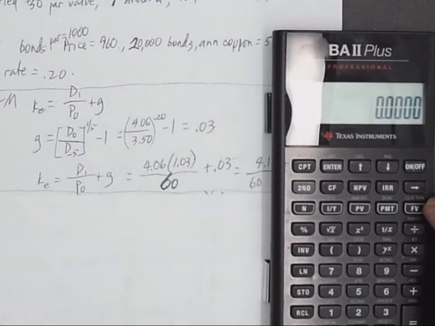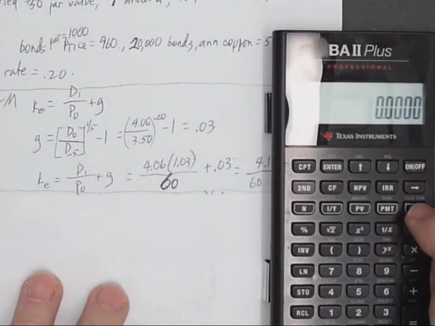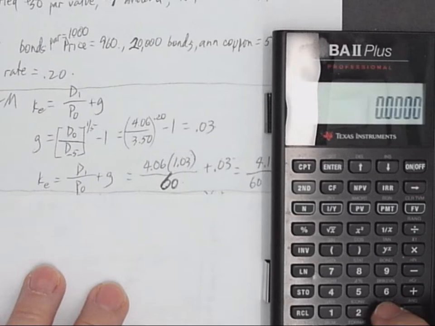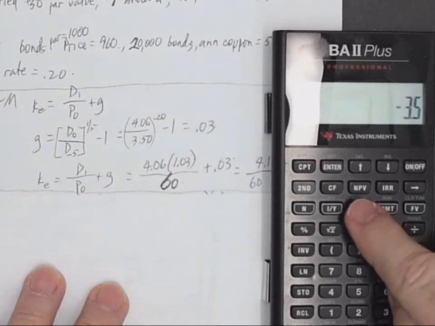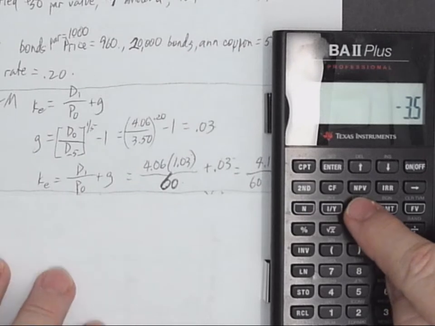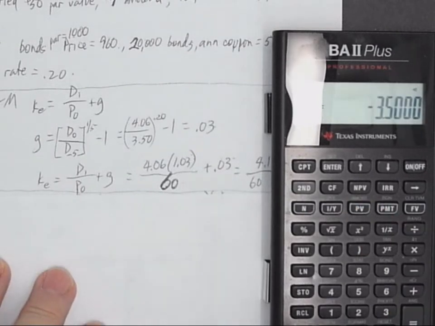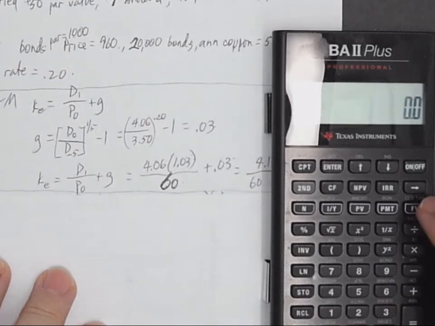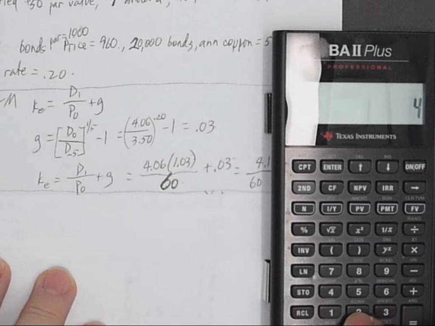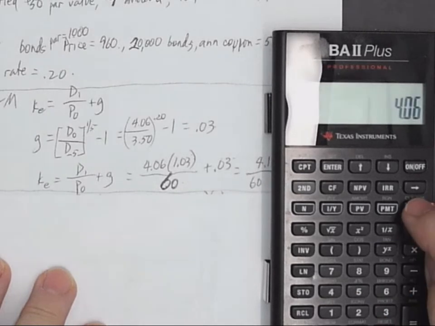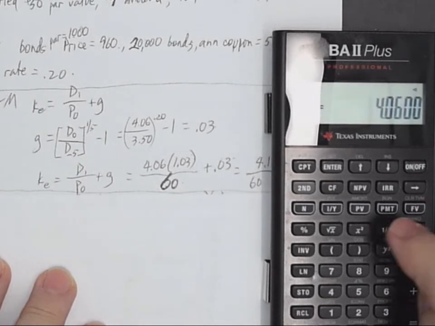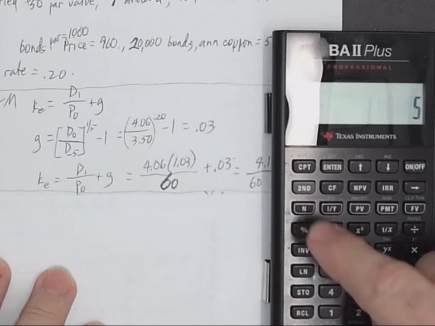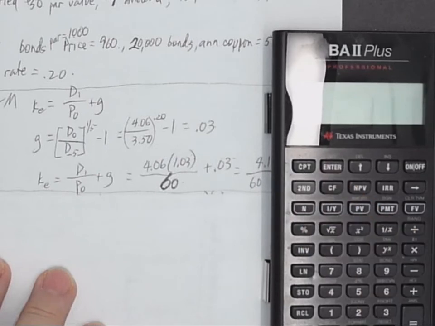So I'm going to do it with future value and present value. I have 3.5 change signs as my present value, because it's the one that occurs earliest, and then 4.06 would be my future value, and my N is 5, and compute my IY.